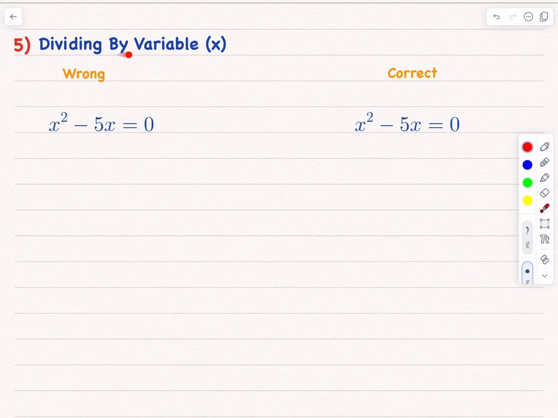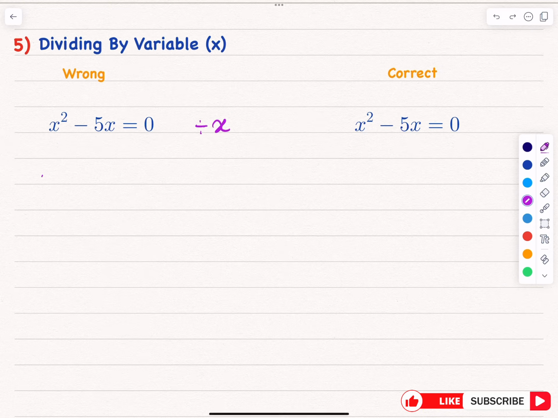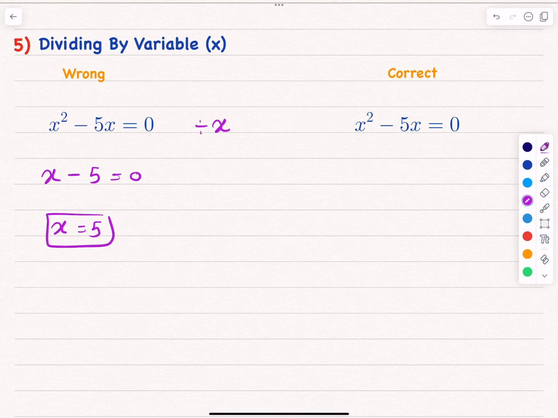Let's move on to dividing by variable x, or dividing by variables in general. Here we have a quadratic example. So here a student might see that we have only two terms and both of them have x. So let's divide by x to make it simpler. If we divide by x, x squared divided by x will be x, and if we divide 5x by x, we will get 5. So x minus 5 is 0, then x will be positive 5. So the solution is 5, and really when you replace x by 5 here, it makes the equation correct.